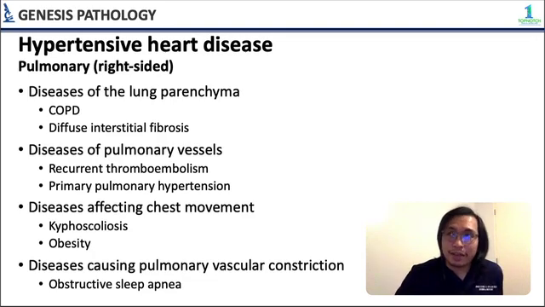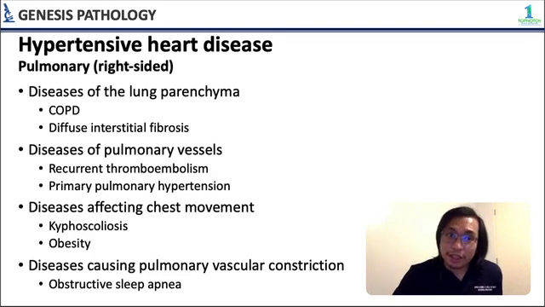Okay? Diseases of the pulmonary vessels, primary pulmonary vessel disease. For instance, you have recurrent thromboembolism, okay? That can cause global vasoconstriction of your pulmonary vasculature leading to pulmonary hypertension. And of course, your primary pulmonary hypertension. Okay? Diseases affecting the chest movement. Usually, actually, ito restrictive lung disease to, yung mga ganyan. Mga kyphoscoliosis, obesity. Okay? Usually, those are restrictive lung disease. Hindi makapag-expand fully yung lungs natin. Ganun din, no? That will still increase your pulmonary pressures.